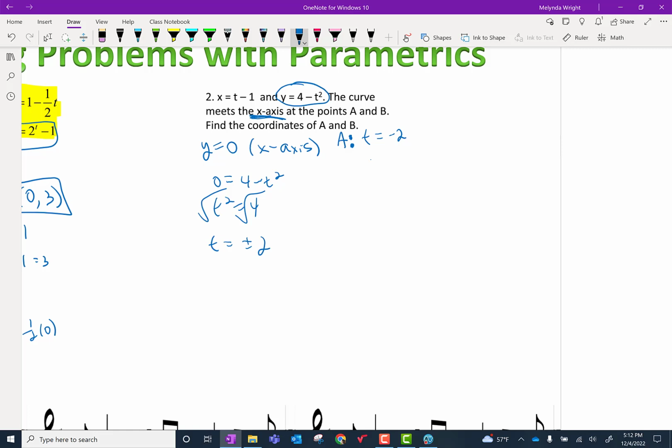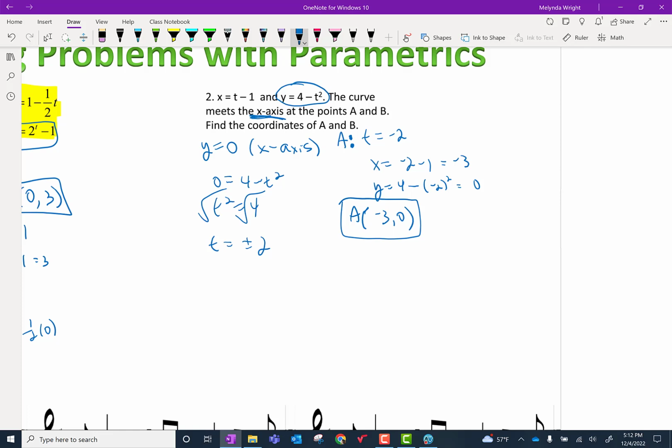Okay, so we would say x equals -2 minus 1. So my x value for this particular point is -3. Y equals 4 minus -2 squared. And that gives me a 0. So point A is actually at -3, 0. Okay, how's that? You doing okay?